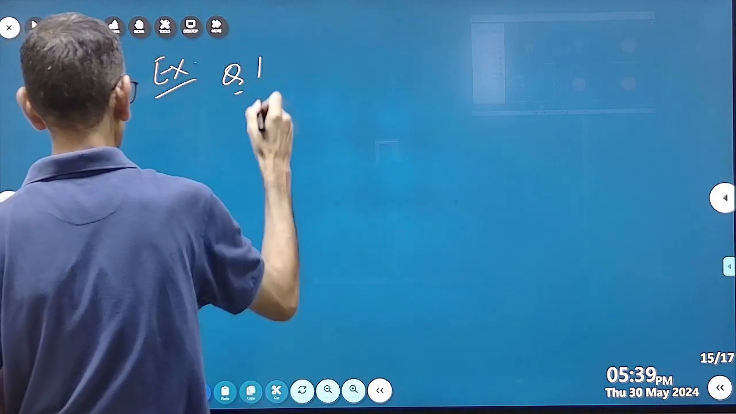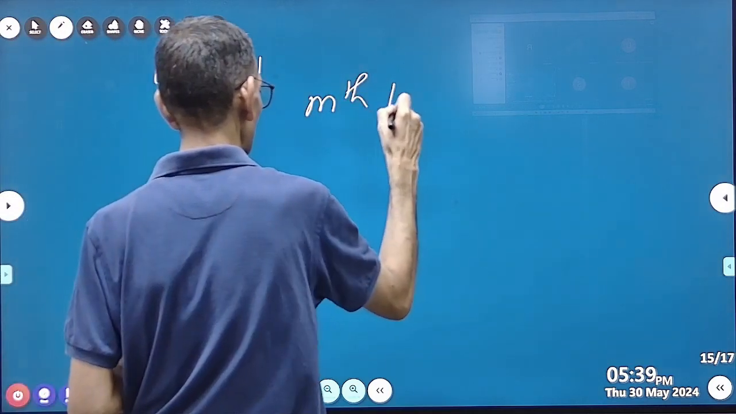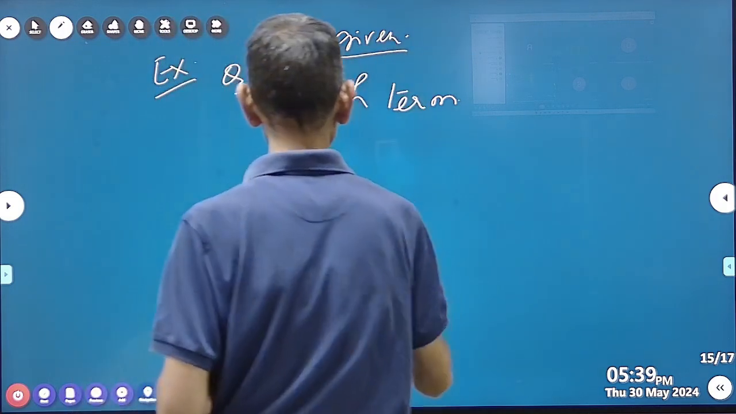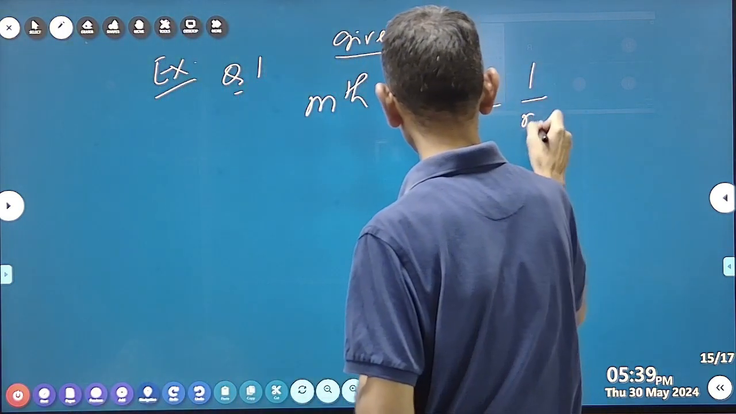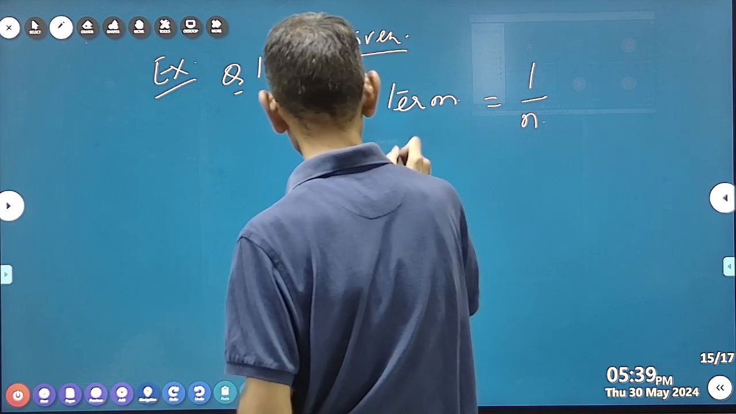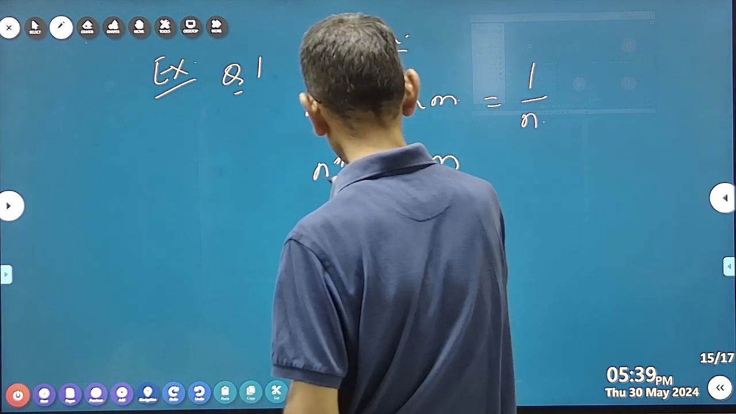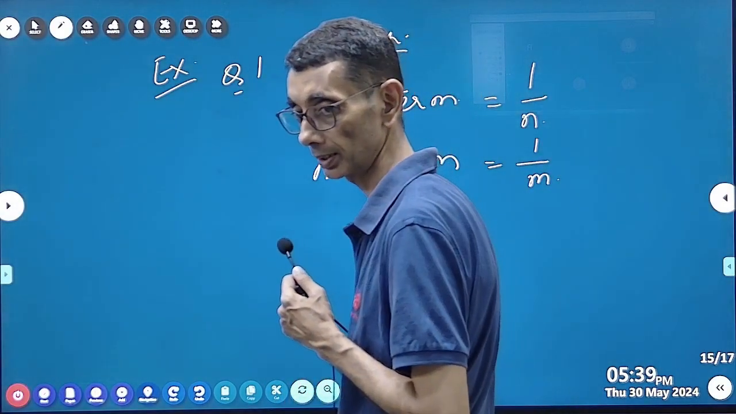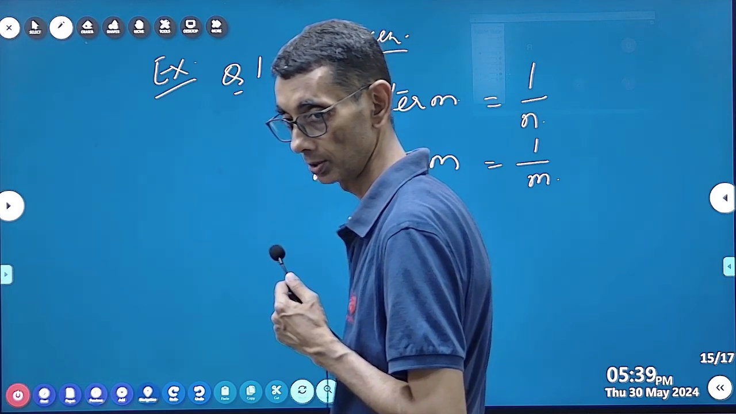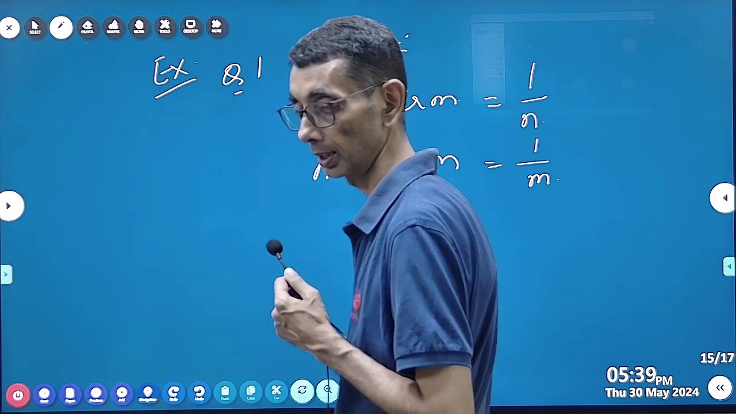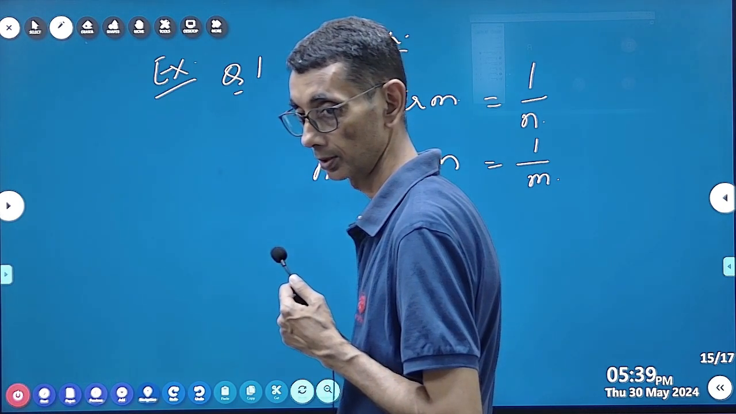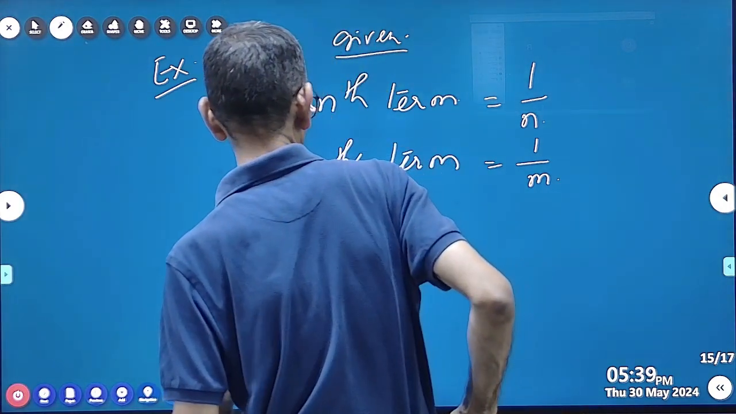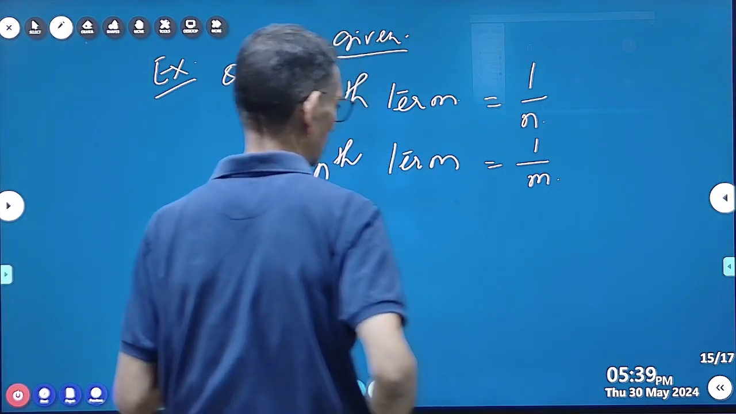Question 1. Given: the mth term is 1 by n and the nth term is 1 by m. Nothing else is given, I think. Show that the first term is equal to the common difference, right? Okay, the mth term is 1 by n and the nth term is 1 by m.